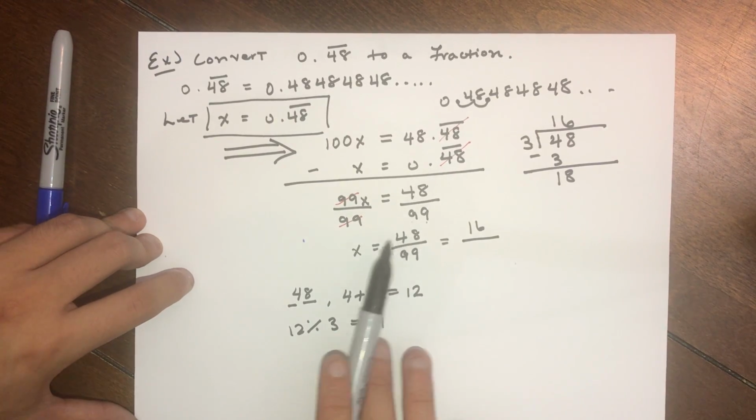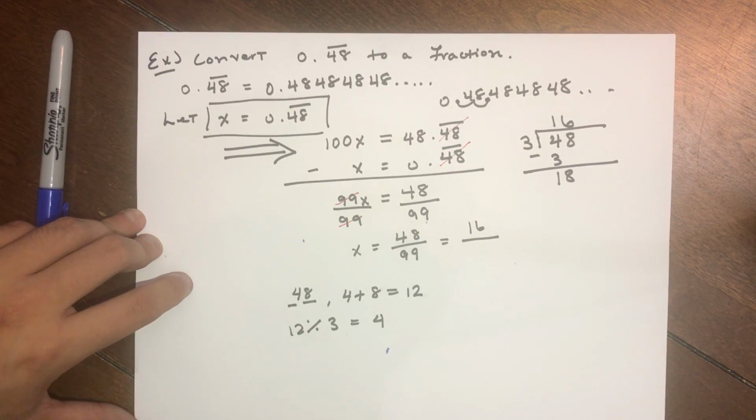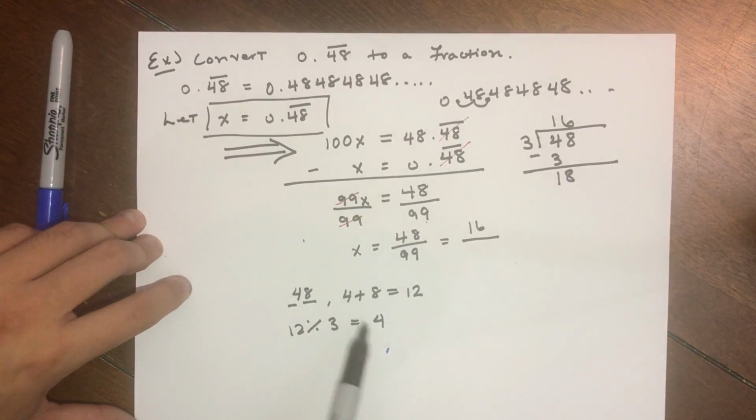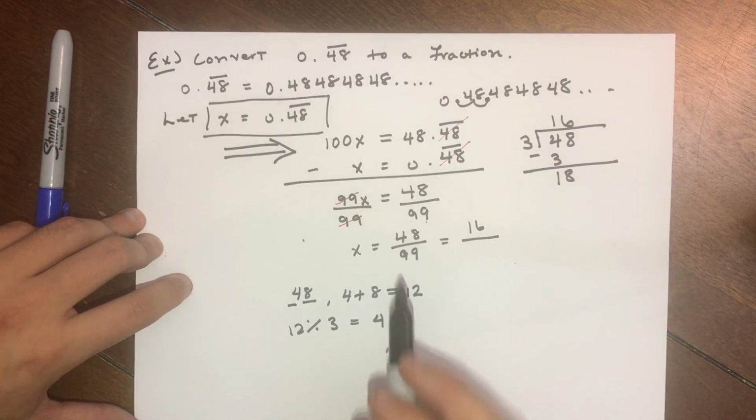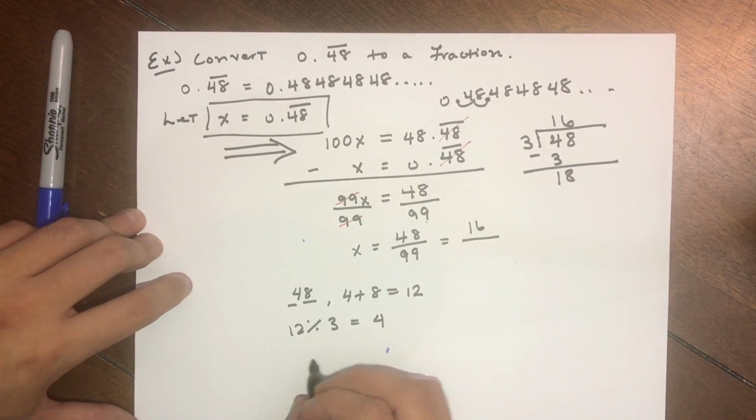To simplify, you can't only take a 3 out of the top. You cannot only take a 3 from the numerator. You have to take a 3 out of the denominator also, okay? The number that you're taking out has to go into both of them. But I'm pretty confident that 99 will factor.